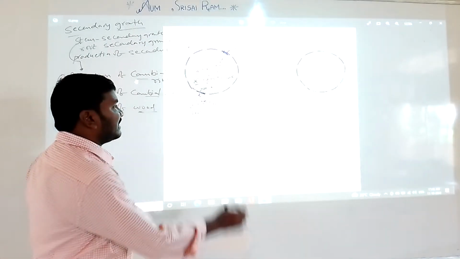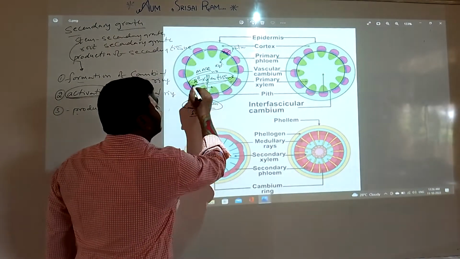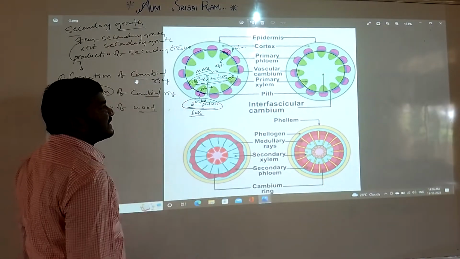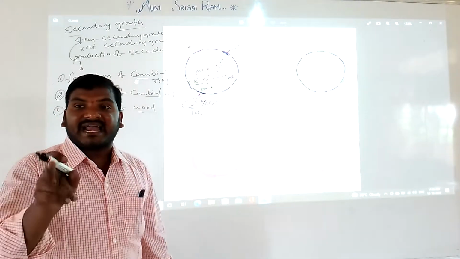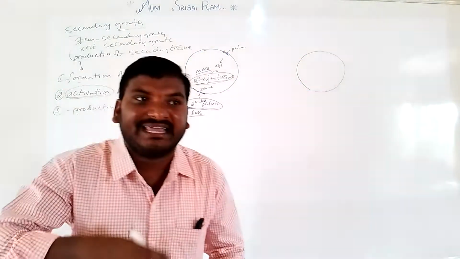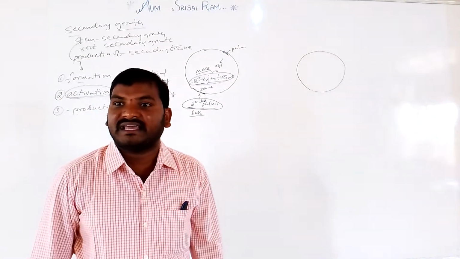Listen clearly here. The production of the secondary phloem and the secondary xylem with the help of the cambium is called what? Secondary growth, and it is responsible for the increasing of the stem.